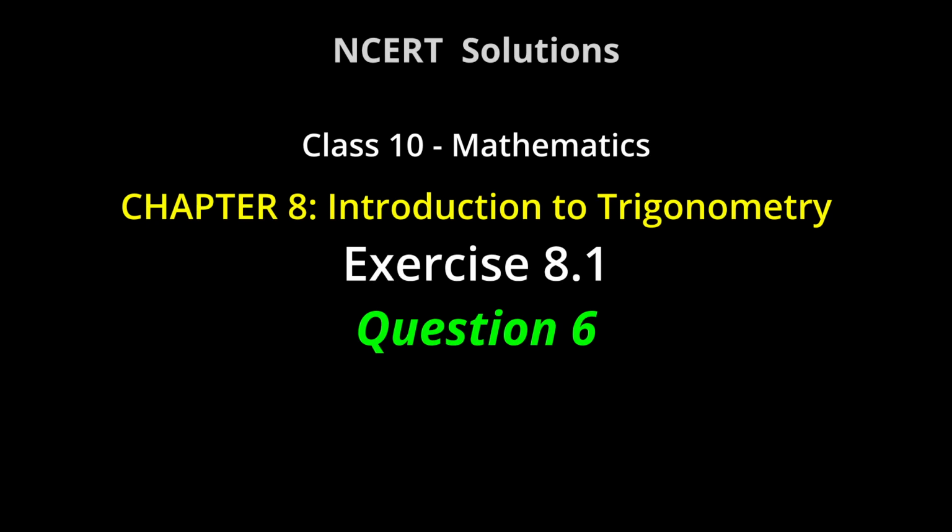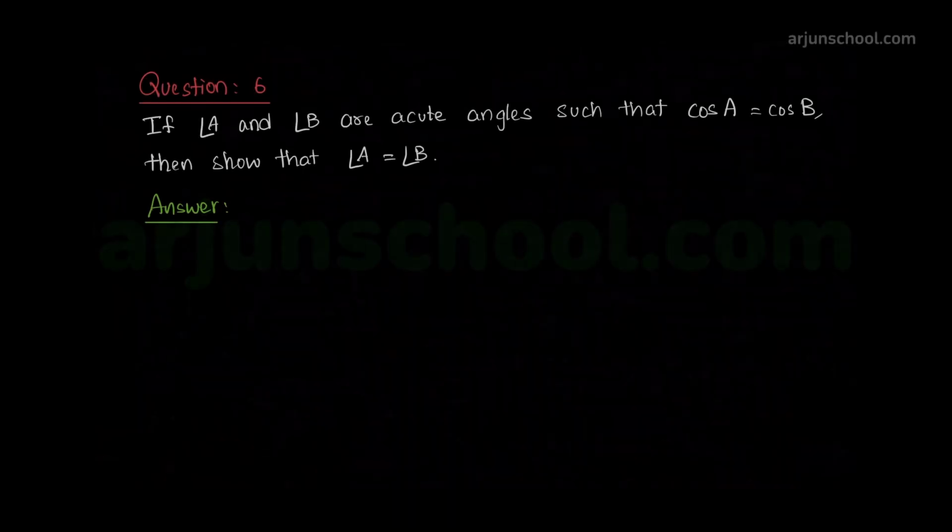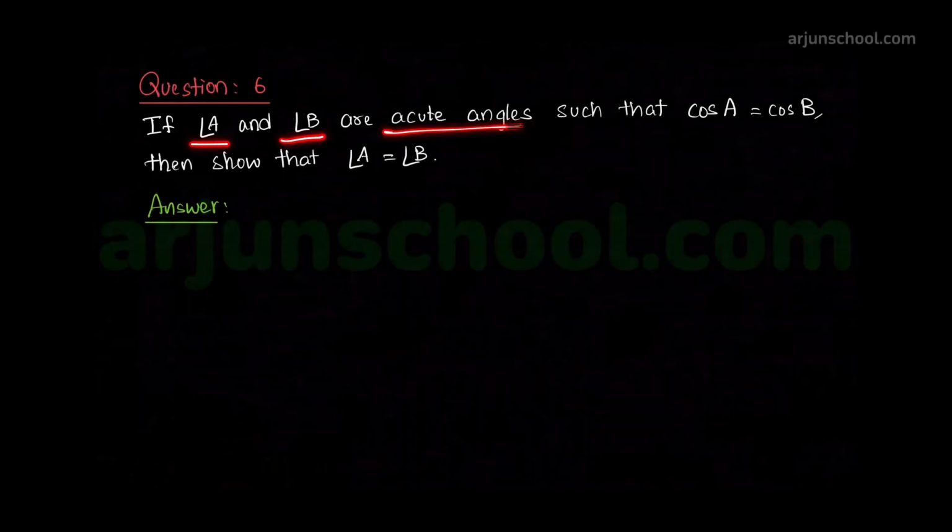NCERT Solutions, Class 10, Maths, Chapter 8, Exercise 8.1, Question 6. If angle A and angle B are acute angles such that cos A is equal to cos B, then show that angle A is equal to angle B.